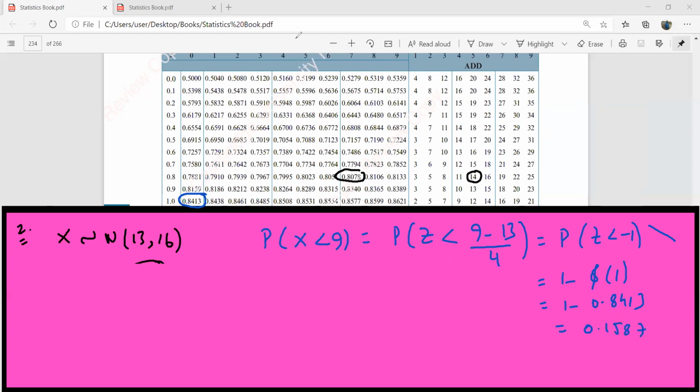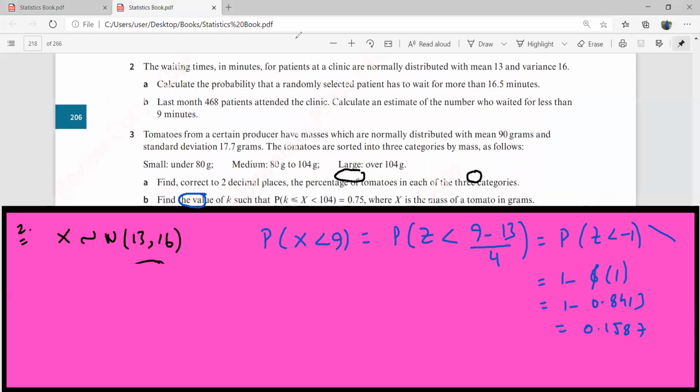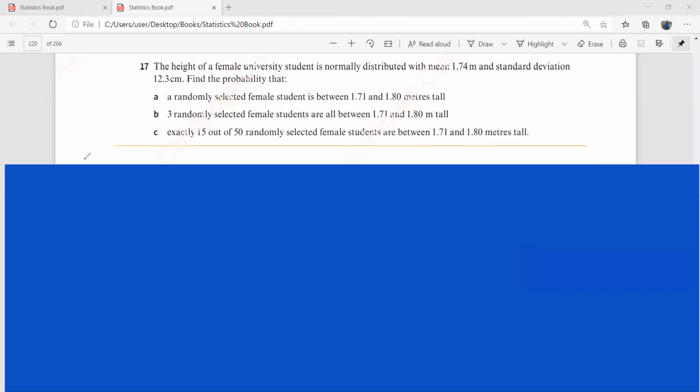So he was saying that there were 468 patients. You will multiply this by 468 to get the number. So your answer is going to be 468 times 0.1587. This is 74.2. So approximately, there were 74 patients who waited for less than 9 minutes. So I'm jumping onto question number 17 here. In fact, I will be doing this in the next session.